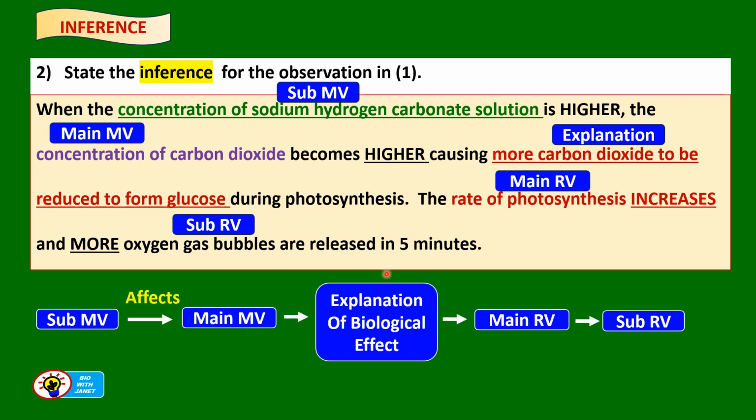Okay, so now you can see the connection: sub MV affects main MV, MV affects main RV, and here to explain how it affects main RV, just a short sentence, and then main RV will affect the sub RV. Okay, so that's the secret of this inference here.